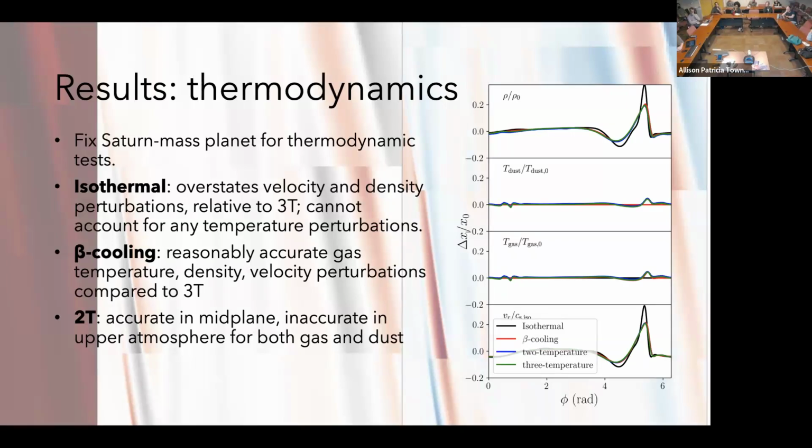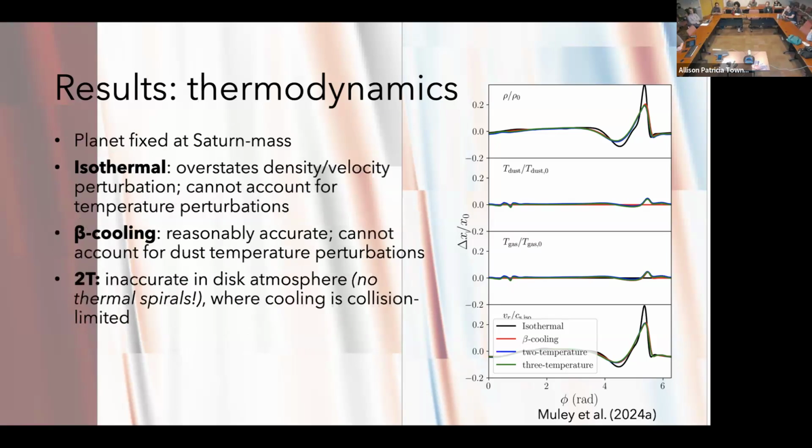And then with 2 temperature, you are fairly accurate in the midplane, but in the disk atmosphere, you end up with this problem that you can see there in blue. There are no thermal spirals in the gas. And this becomes a lot more apparent when you go to higher planet mass, the fact that there are no thermal spirals.